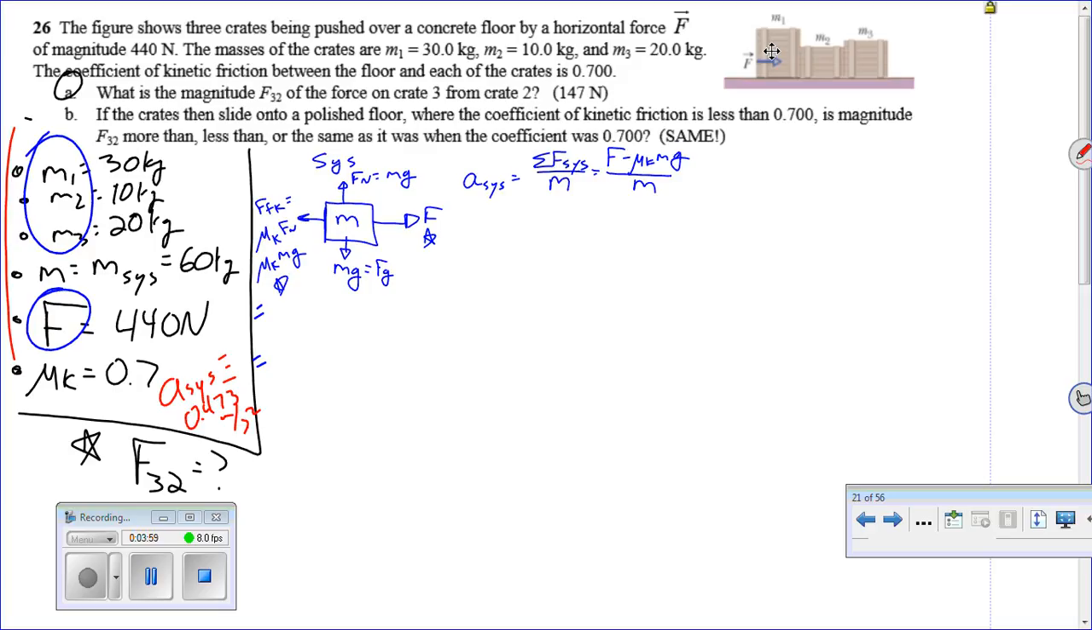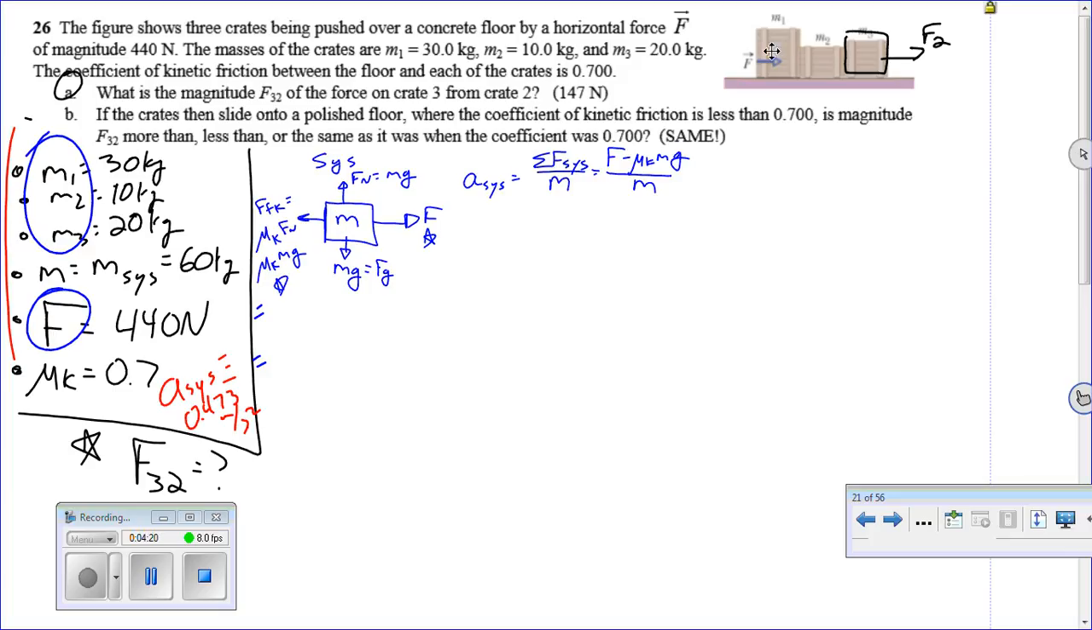Okay. Now, so now let's do this. We're trying to find the force on crate 3 from crate 2. Oh, shoot. When I drew that before, I drew it wrong. We're trying to find the force on crate 3 from crate 2. So this is the force of crate 2 pushing crate 3. So that's what we're trying to find.